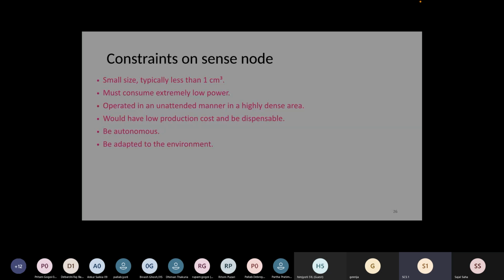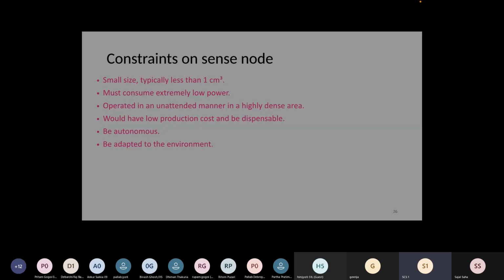Now, if the sensor node size is huge, it can be easily detectable, and people will avoid those sensor nodes, and will avoid putting pressure on them while they are working. So it should be operated in an unattended manner in a highly dense area. Yes, and it should have a low production cost also, because it is high in number.